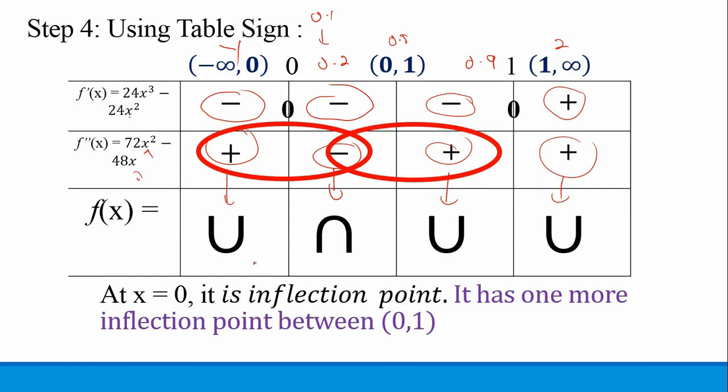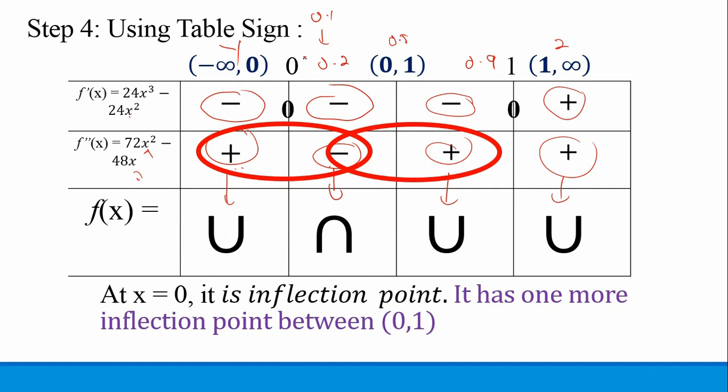But look here, you have two circles. I drew two circles because from positive to negative, there is a change of sign. The sign changes from positive to negative, and next from negative to positive. So it may have two inflection points. Okay.